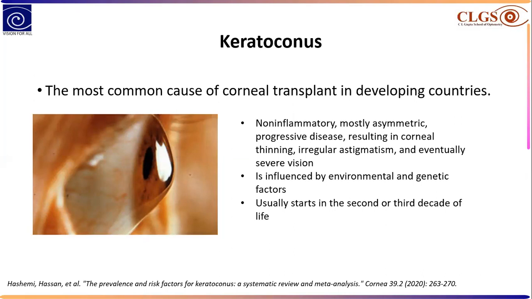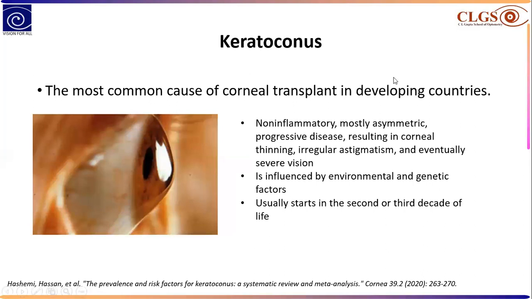We all know that keratoconus is non-inflammatory. Most of the time it is asymmetric. So most of the time there would be keratoconus in both eyes, but not of the same severity. One eye would be mild, the other eye moderate or advanced, and that results in corneal thinning, which causes irregular corneal shape, which leads to irregular astigmatism, and eventually causes a severe decrease in vision.